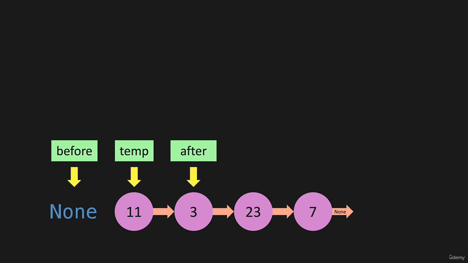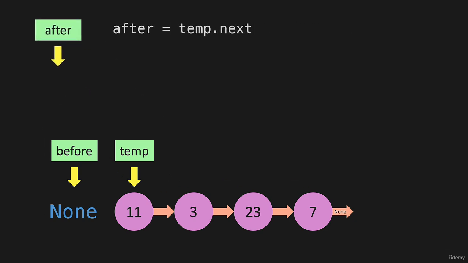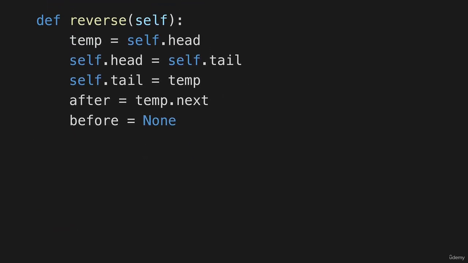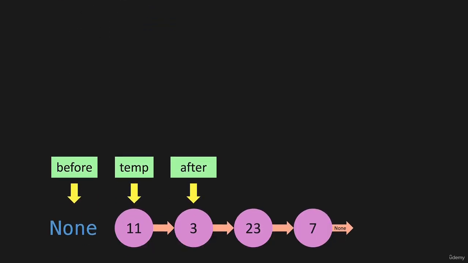So let's put this back and create these 2 variables. So after equals temp.next and before equals none. Let's look at these 2 lines of code in with the rest. So what we've done here is we've created a temp variable, an after variable, a before variable. We've switched head and tail. And now comes the hard part. We'll bring our list back up here.